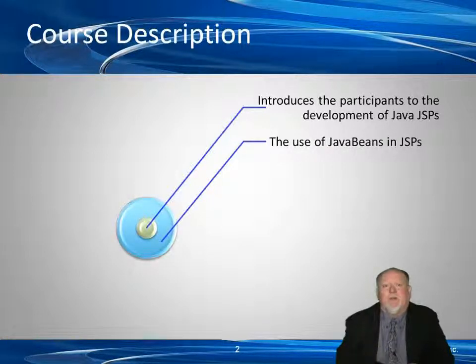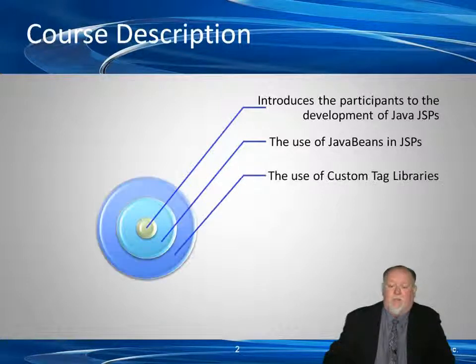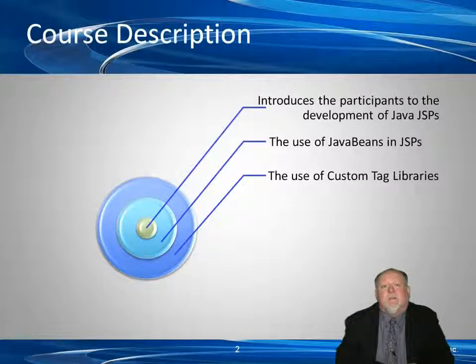We're going to see also how to use JavaBeans in JSPs. Okay, JavaBeans are going to be used primarily as data buckets. When I say data buckets, what I mean is that we will use JavaBeans to transfer pieces of data from one component in our web application to another. We're also going to take a look at the use of custom tag libraries, or CTLs. Custom tag libraries are an additional way of simplifying JSPs.